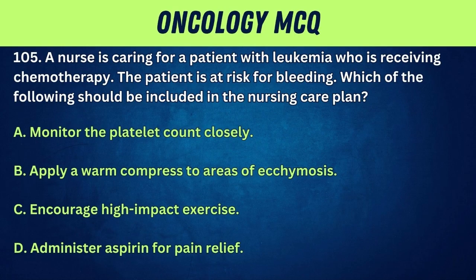105. A nurse is caring for a patient with leukemia who is receiving chemotherapy. The patient is at risk for bleeding. Which of the following should be included in the nursing care plan? A. Monitor the platelet count closely. B. Apply a warm compress to areas of ecchymosis. C. Encourage high-impact exercise. D. Administer aspirin for pain relief.